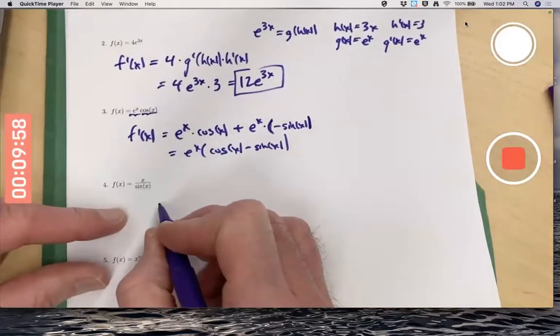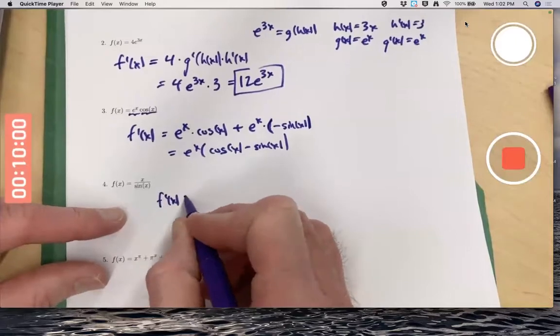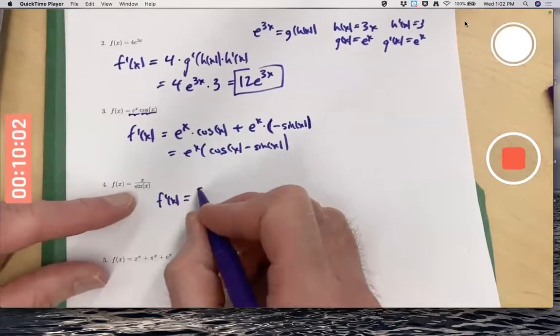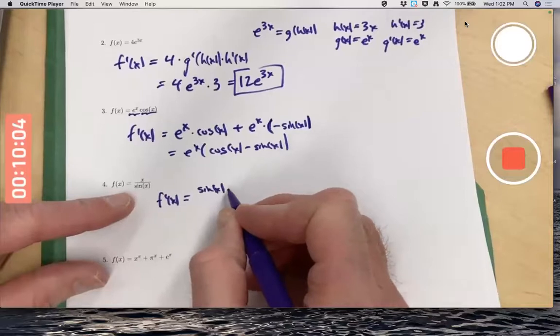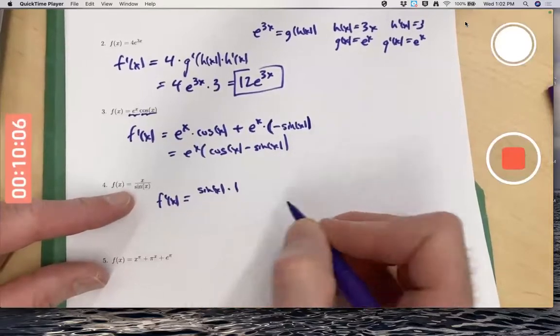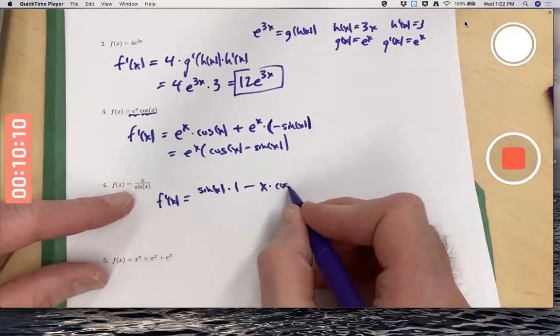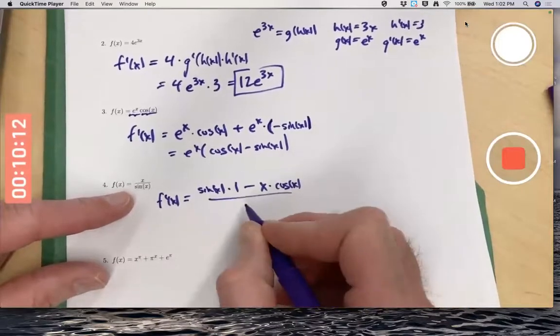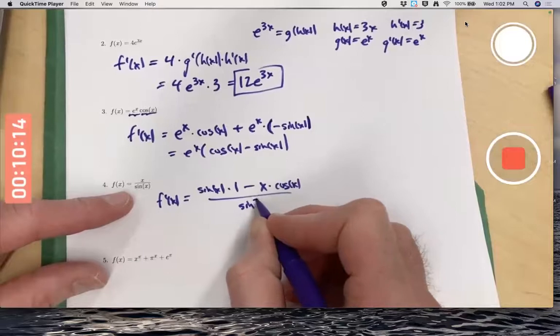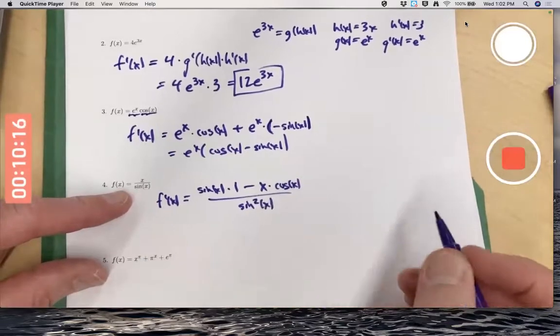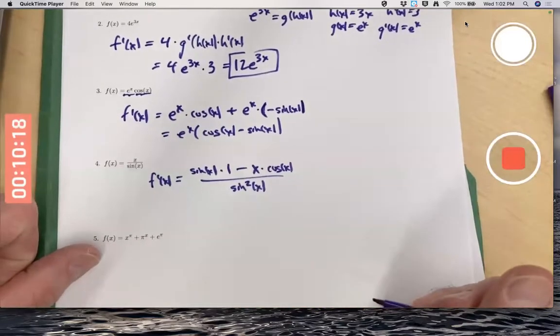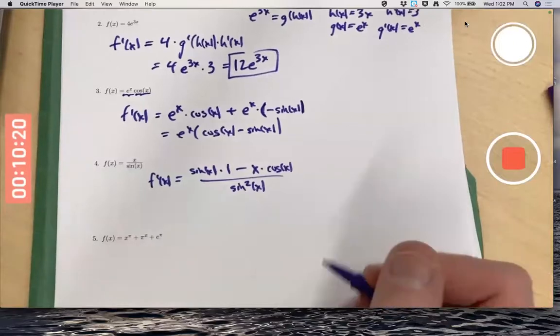That's a quotient. We need the quotient rule. Remember to start with low. Low d high, the derivative of x is 1, minus high d low, the derivative of sine of x is cosine of x, over the square of what's below, sine of x quantity squared, which you can write like this. That is standard. And you can just leave it like this.